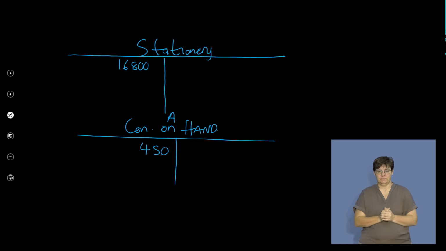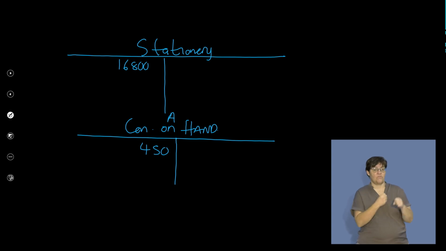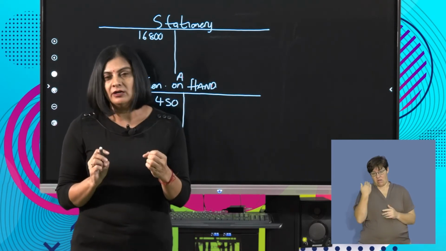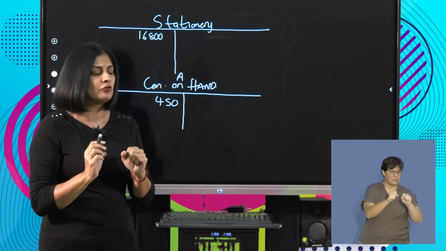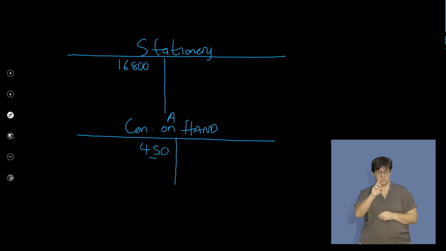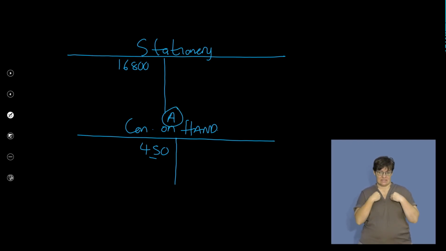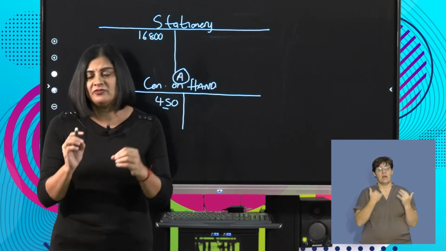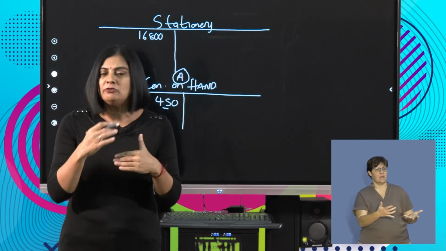Right, so let's start with our very first adjustment where the accountant forgot to reverse the stationery on hand at the beginning of the year. Now, what does this mean in very simple terms? At the end of last year, there was unused stationery, probably locked away in the cupboard or in the storeroom, amounting to 450 Rand. Now remember, unused stationery obviously becomes an asset for the business. But this was at the end of last year. Now, if you think about the current financial year, that unused stationery is not going to stay locked up in the cupboard. It's going to get used, right?